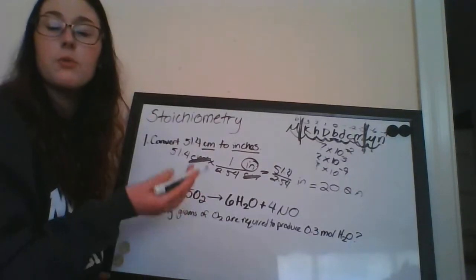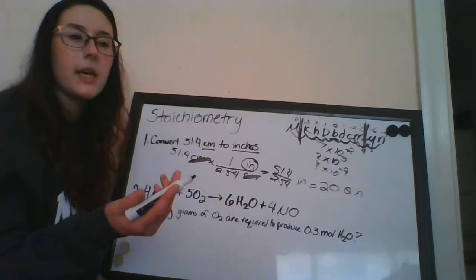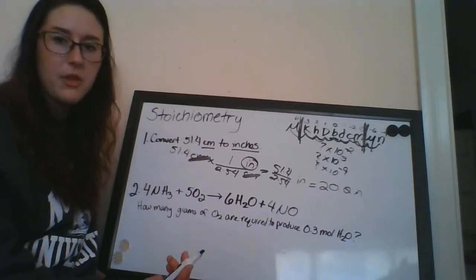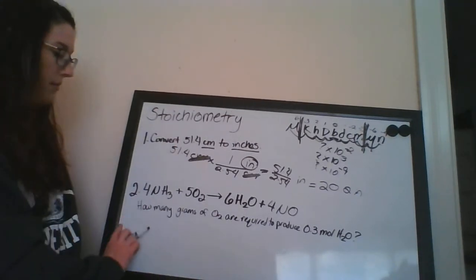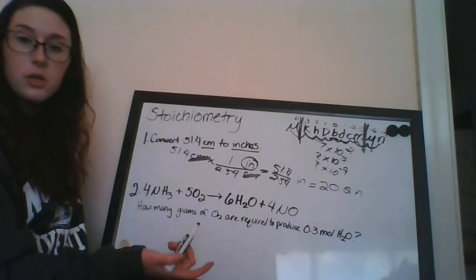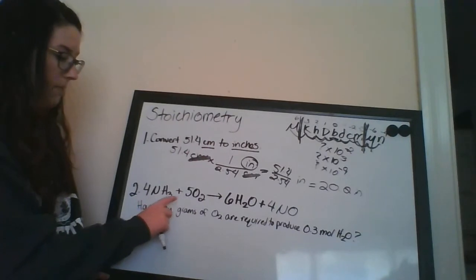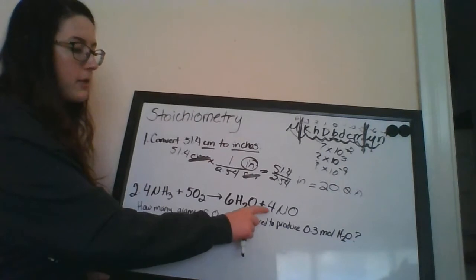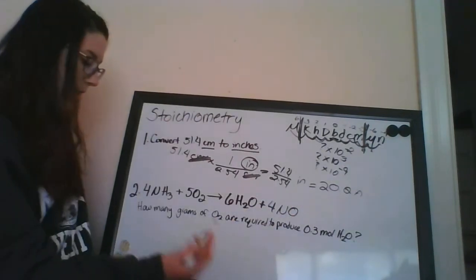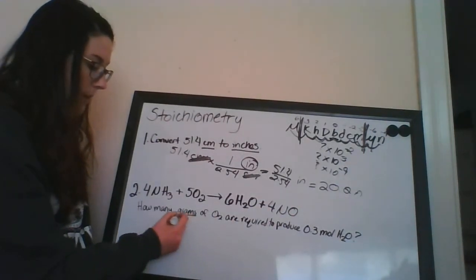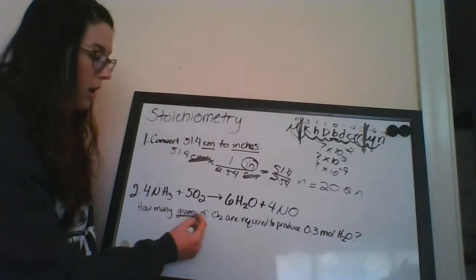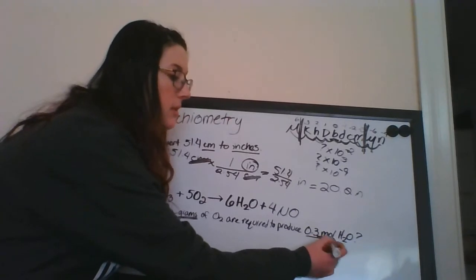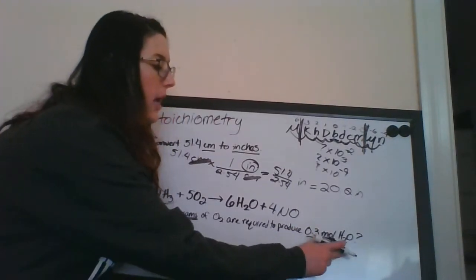This type of stuff is really, really helpful when calculating yields or limiting agents in chemistry and that type of thing in chemical reactions. So here we have an example, and we have the chemical equation 4NH3 plus 5O2 yields 6H2O plus 4NO. Now the question is, how many grams, pay attention to units, how many grams of O2 are required to produce 0.3 moles, moles is different, 0.3 moles of H2O.